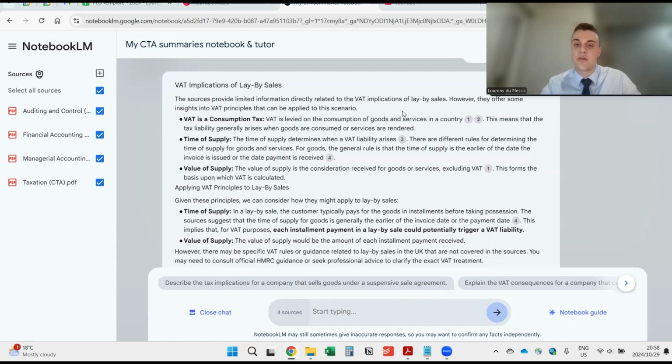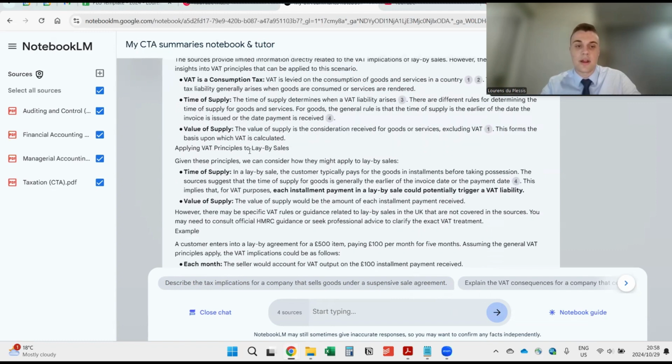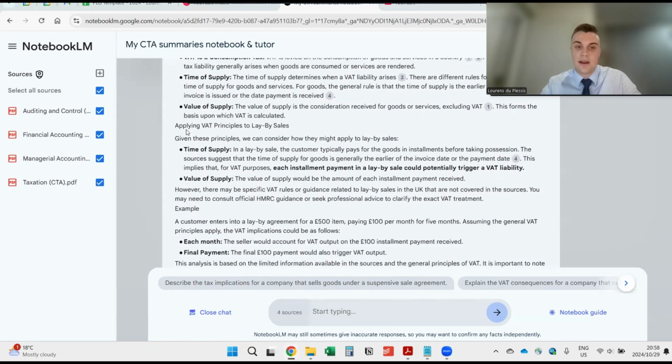There are different rules for determining the time of supply for goods and services. For goods, the general rule is the time of supply is the earlier of the date the invoice is issued and the date payment is received. And then we have the value of supply. The value of supply, okay, I'm not going to read that whole thing. And then it says applying the VAT principles to lay-by sales. Given the principles, we can consider how they might apply to lay-by sales.